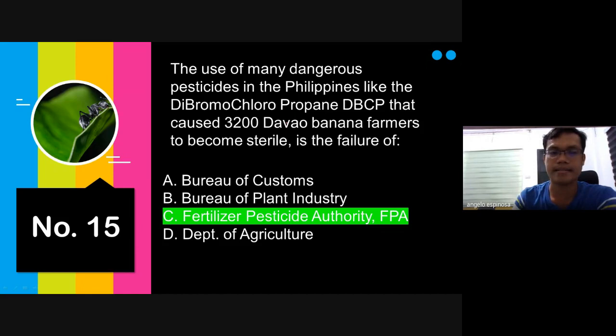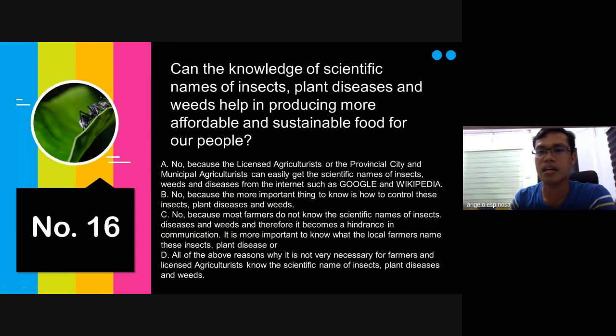Okay, next. Number 16, can the knowledge of scientific names of insects, plant diseases, and weeds help in producing more affordable and sustainable food for our people? Okay, I'll give you time to answer the question.